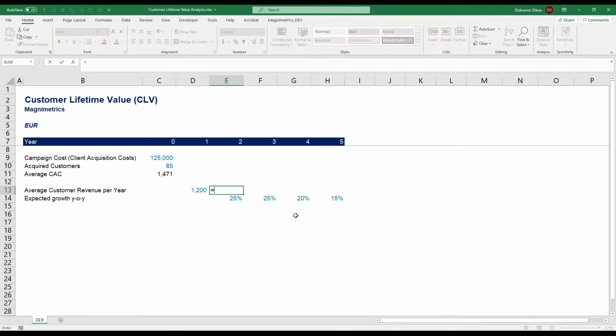And now we can link those to be equal to 1 plus the growth here. Roll that forward and we get our average revenue per year.